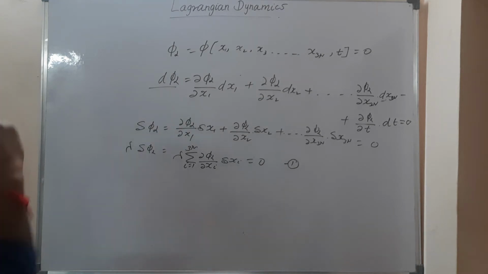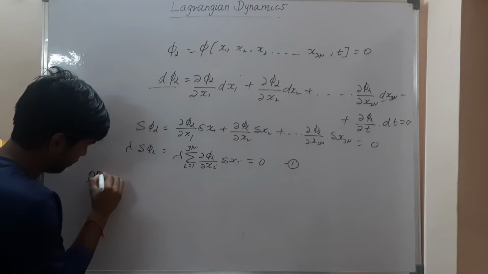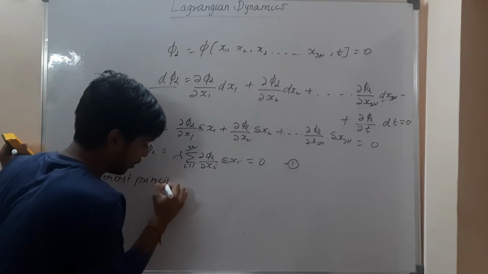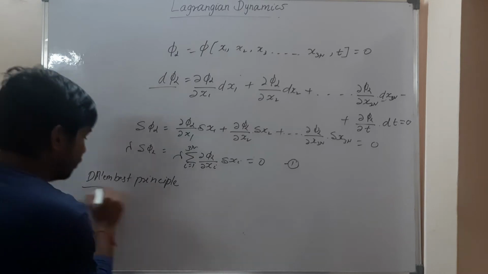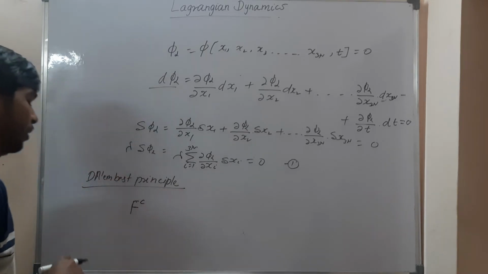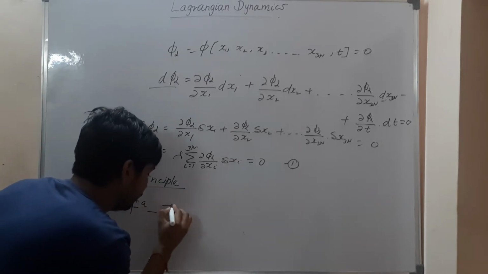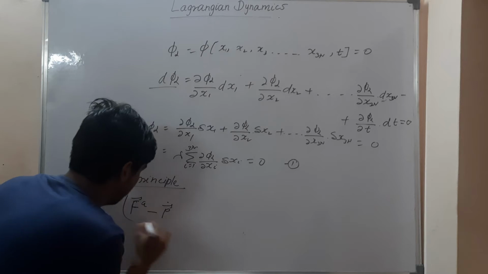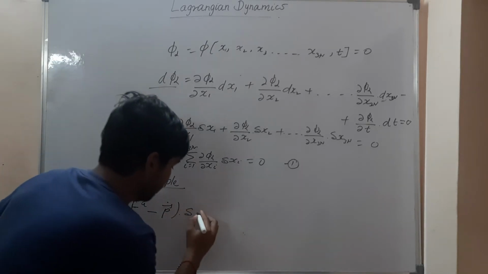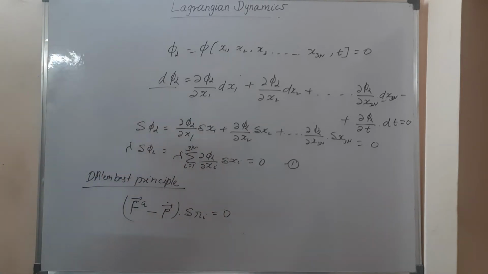Now at the start we have D'Alembert's principle, according to which the applied force minus P vector dot delta Ri is equal to 0, which we took.